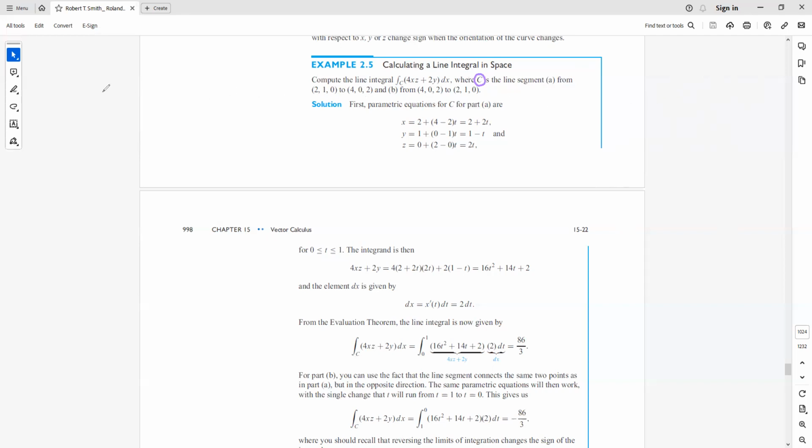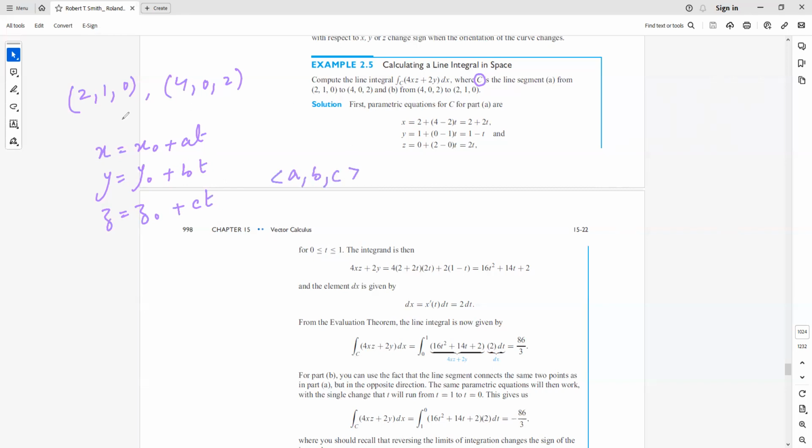We already know how to find the parametric equation of a line, since we have the points that the line contains: x equals x naught plus at, y equals y naught plus bt, and z equals z naught plus ct, where (a, b, c) is the vector parallel to the line containing these points. This vector can be found using the relation q minus p, where q and p are the two points. So q minus p gives the vector parallel to this line, which is (4, 0, -2) minus (2, 1, 0), giving (2, -1, -2).